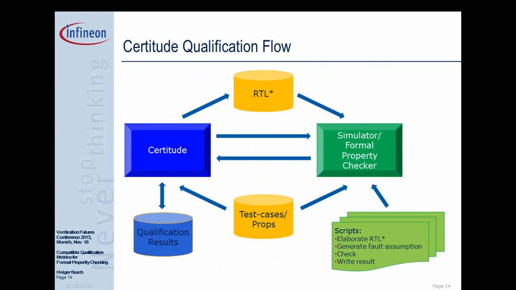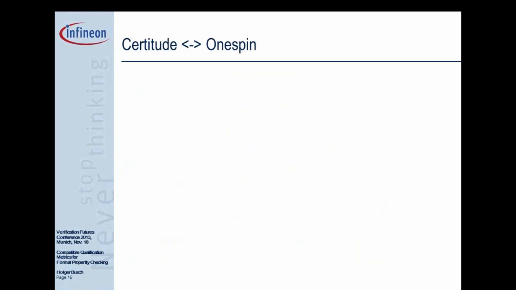It's written here, so there's an interaction between the Certitude simulator or the formal property checker, which of course has to load the instrumented RTL and elaborate it, and then you get results, and Certitude manages all the results. And of course, you have to provide some scripting for how to combine this. Certitude doesn't know what is needed to invoke the simulator or the property checker. So you have to provide scripts which load the right RTL, which do the instrumentation, or which activate the faults which Certitude selected.